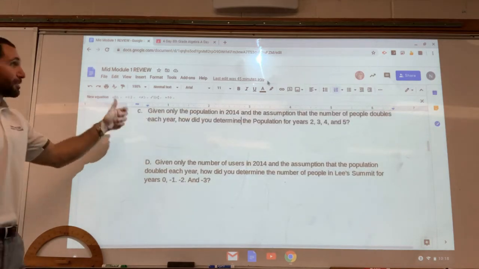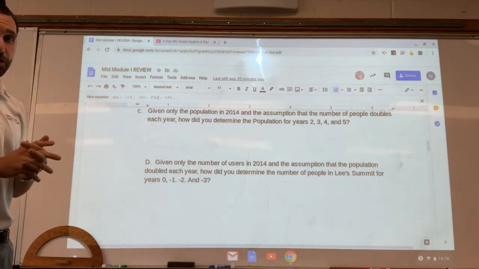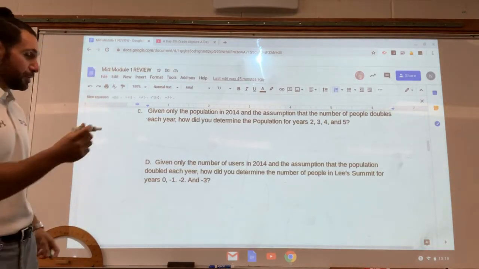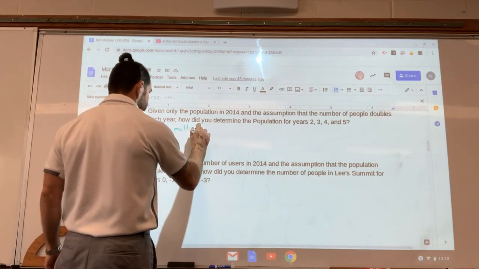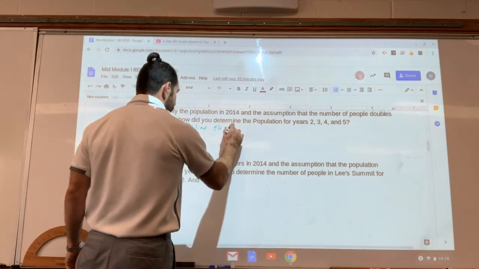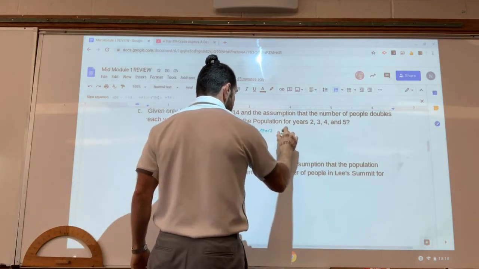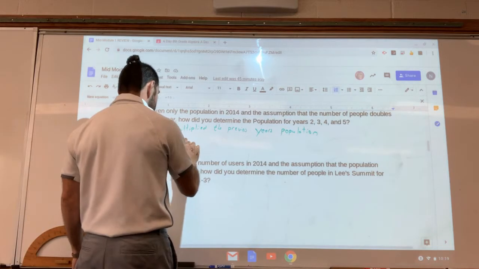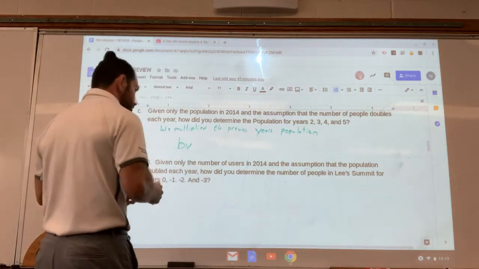Now it says, go all the way to the left, keep going to the left. Given only the population in 2014 and the assumption that the number doubles, how did you determine the population for years 2, 3, 4, and 5? Well, this was easy. We multiplied the previous year's population by what? Well, if it's doubling, we multiplied it by 2.